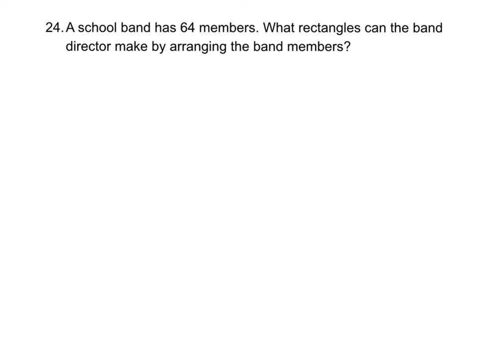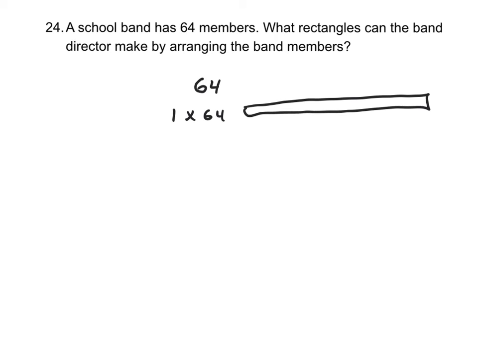Last one: a school band has 64 members. What rectangles can the band director make by arranging the band members? So you should have been thinking, okay, 64 is a composite number. Let's make all the different ways we can do 64. I like to start with 1 by 64. That would be weird. The band would be super long, 64 people in one long row.